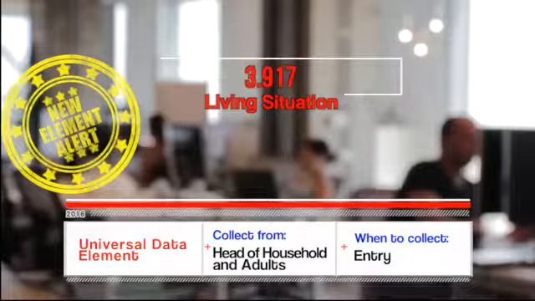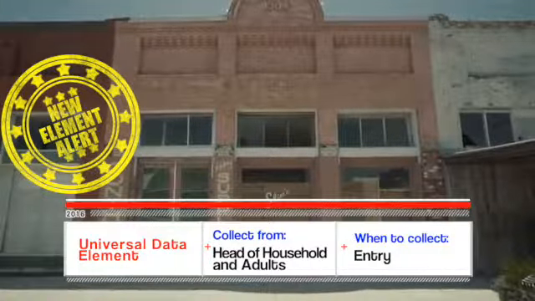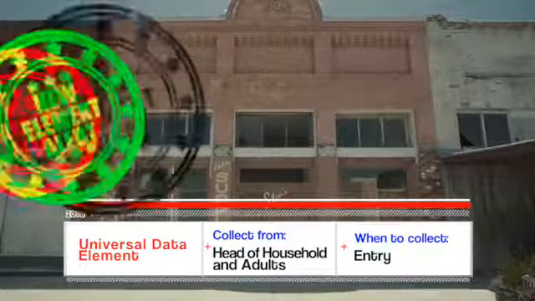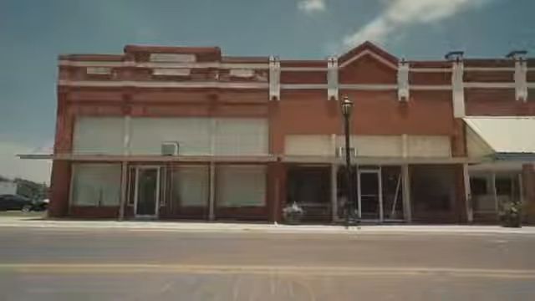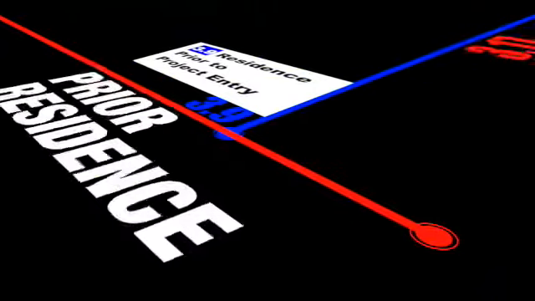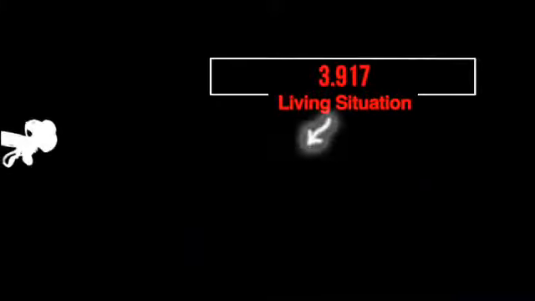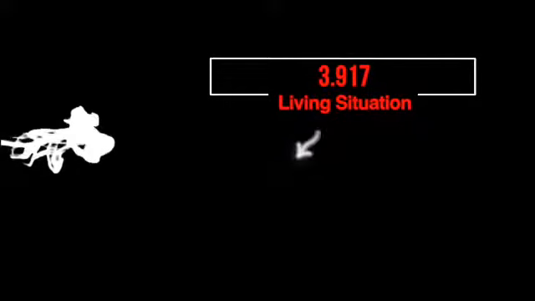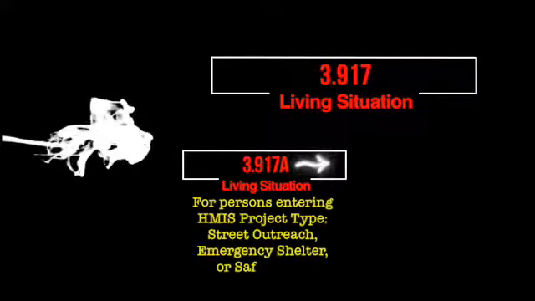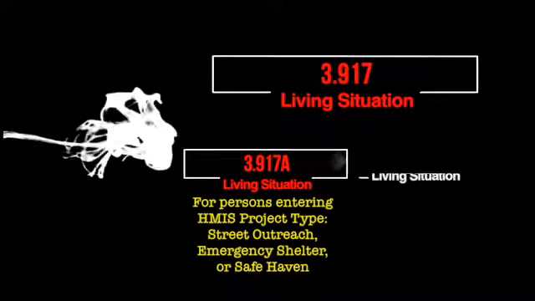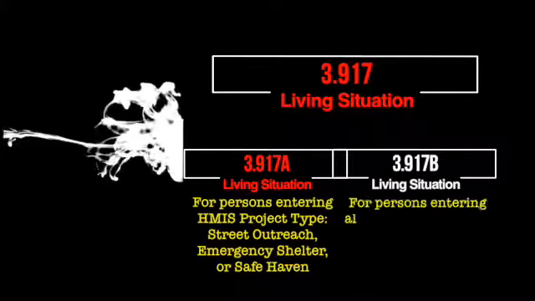3.917 Living Situation. Elements 3.9 Residence prior to project entry and 3.17 Length of time on the streets, in an emergency shelter, or in a safe haven were combined into a super new element. But wait, there's more. Since the data standards are constantly evolving to facilitate data entry, 3.917 has a component A for persons entering into a street outreach, emergency shelter, or safe haven, and B for all other HMIS project types.